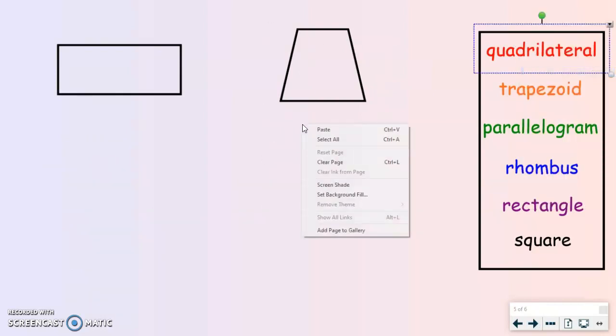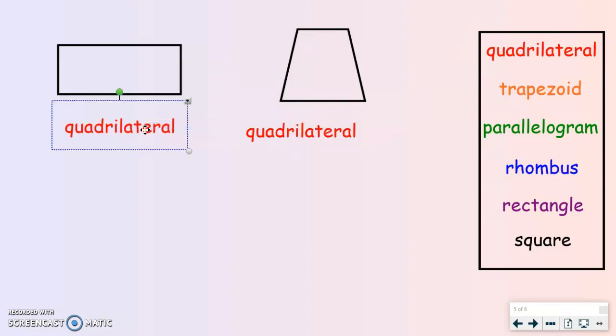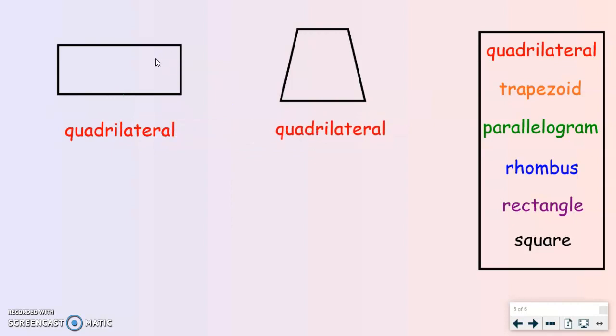To begin with, they're both quadrilaterals, so we can put that there. They both have 4 sides. Now remember, trapezoid has only one set of parallel lines, and this one obviously has 2 sets of parallel lines, so we would not classify it as a trapezoid. But this figure over here does only have one set of parallel sides. So this is a quadrilateral and a trapezoid.